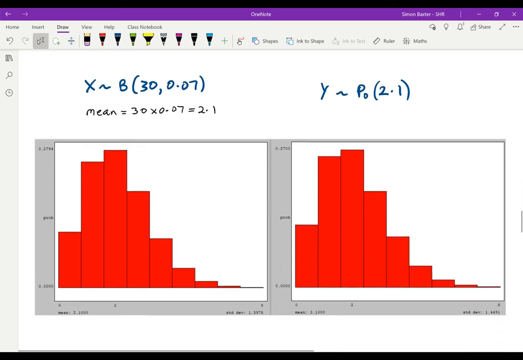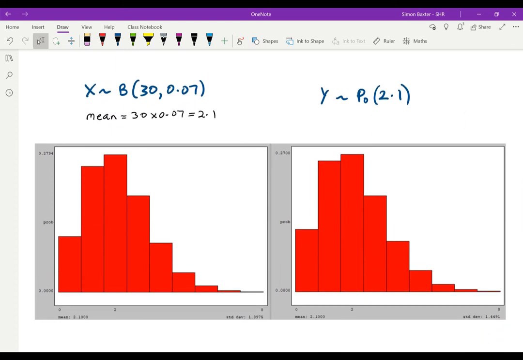Let's look at this one. This is looking better. Shape's better. 0.2700, 0.2794, 0.3007, mean 2.1, mean 2.1.